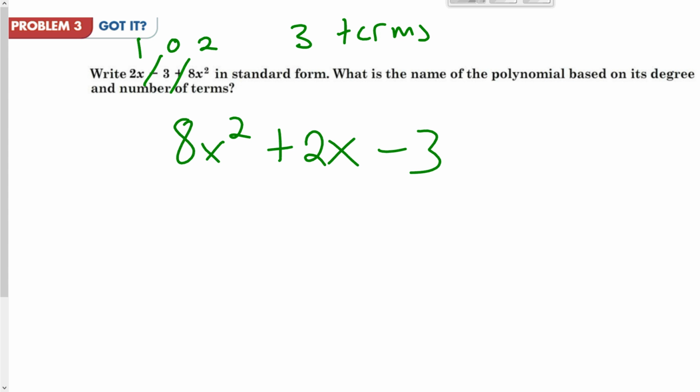Now here I can't combine because there is no degree that was the same. So now the number of terms is still 3, so that's a trinomial. And now I do the largest degree. Largest degree was 2, so that's a quadratic. So this is a quadratic trinomial.